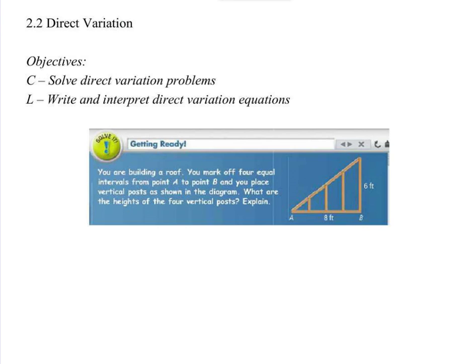Looking at this problem, what do we have here? Besides the obvious wood hammered together with nails, framing. What do we have? We have a triangle. Do we have just a triangle? A right triangle. Do we have just a right triangle? What else do we have?